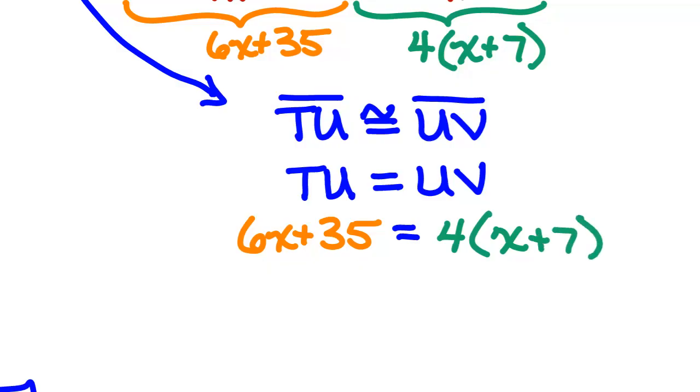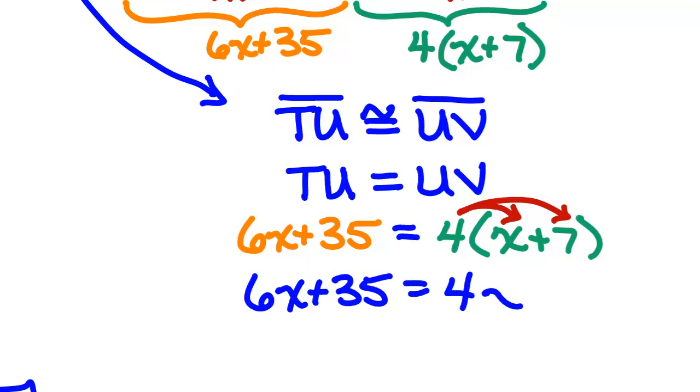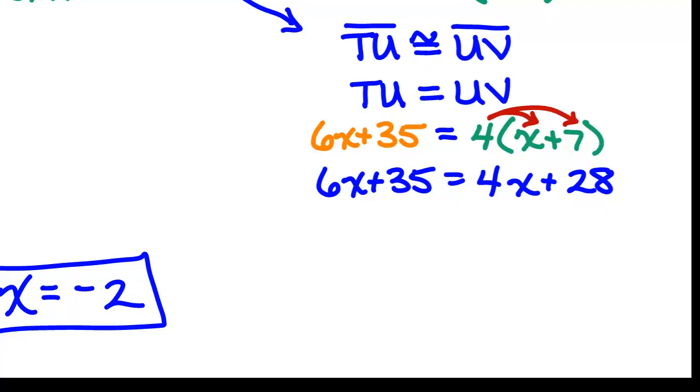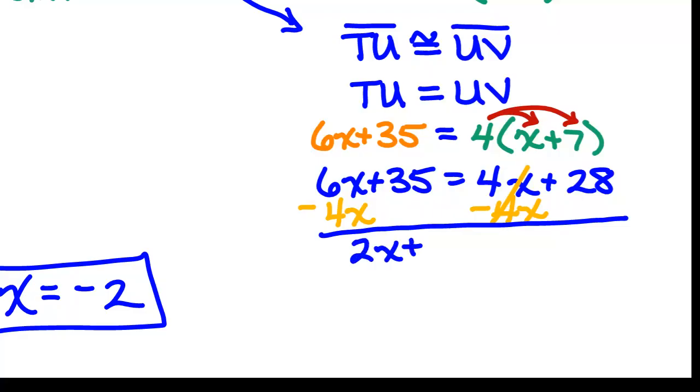What do I do now? Distribute. Yes, we're going to take this 4 and distribute it. So I would have 6x plus 35 equals 4x plus 28. Where to now? Yep, we're going to subtract 4x from both sides. So minus 4x on both sides. 6x minus 4x gives me 2x. So 2x plus 35 equals 28.